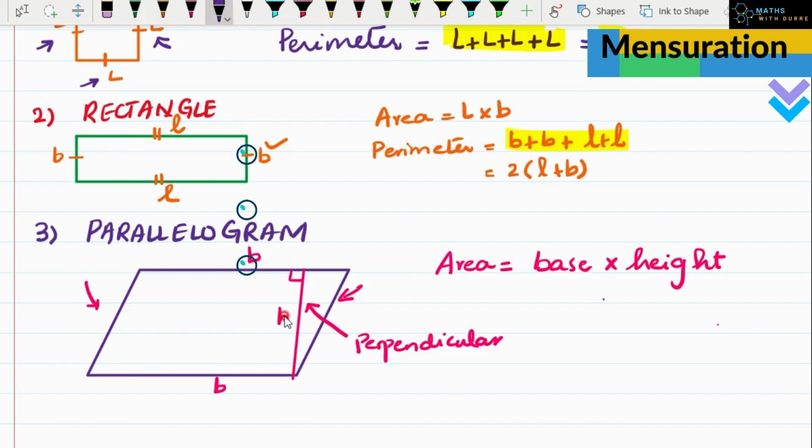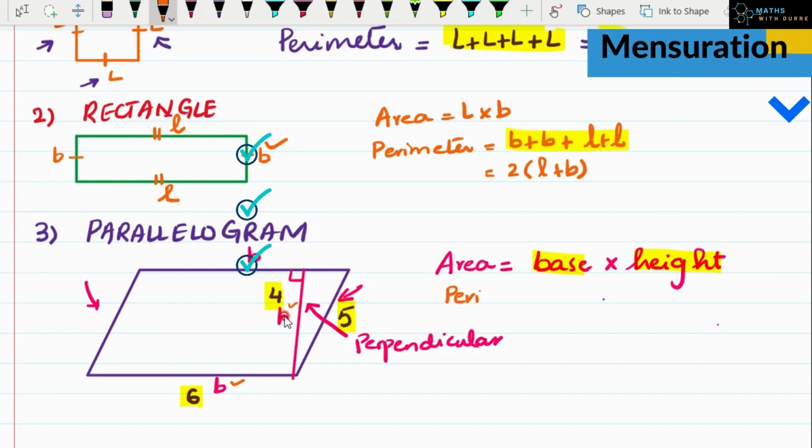Okay, let me have an example. If the values are 6, 5 and 4, what will be the area of this shape? We need base and we need height. Which one is the base? Base is here. And which one is the height? Is 5 a height? Is 4 a height? Yes, 4 is the height of it. So we will just multiply base and height to get the area of the parallelogram. And what about the perimeter of it?